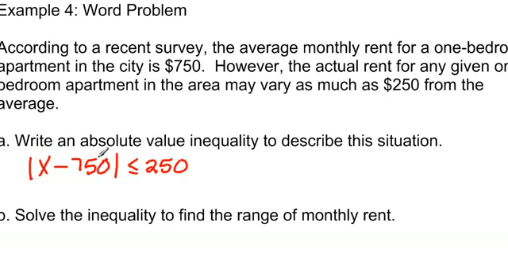Now, when you solve this, you could either solve this inequality or you can just add or subtract 250 from 750. Let me explain. If 750 is the average and we have to be within 250, on the low end, we could get rent for $500. And on the high end, we could get rent for $1,000. That would be $250 from 750. Those will be the range of values. Okay, and you're going to get exactly those numbers if you solve the inequality that we wrote in Part A.